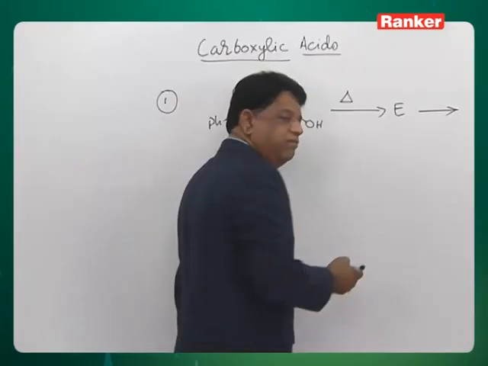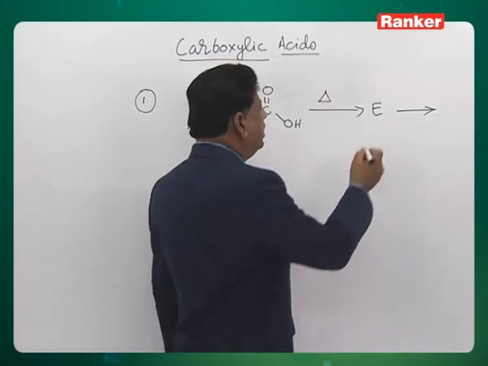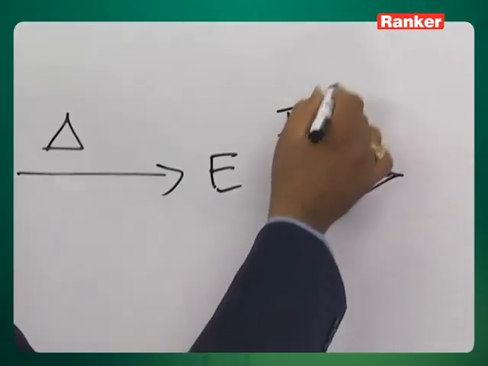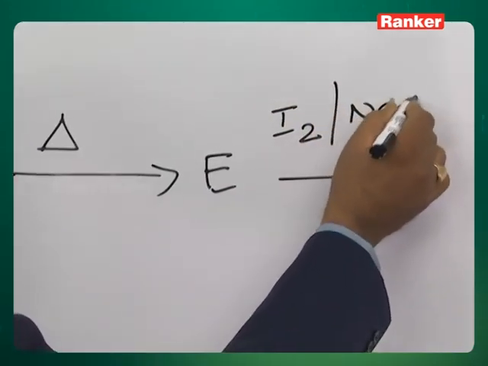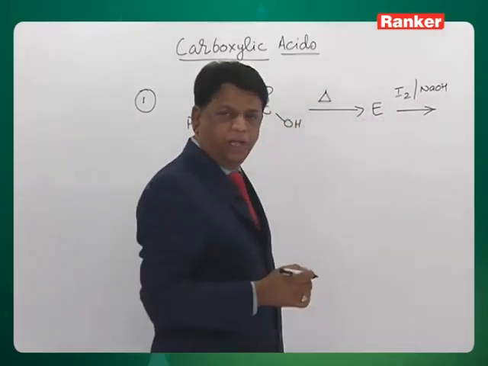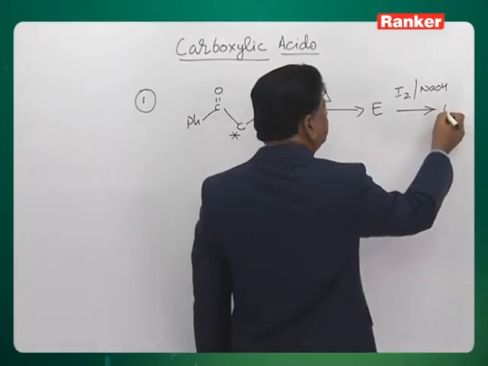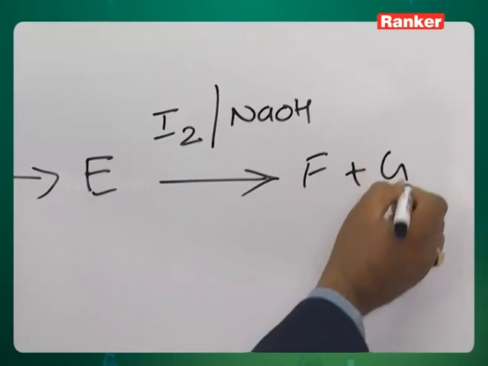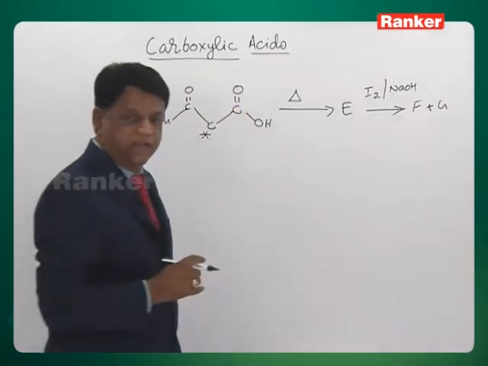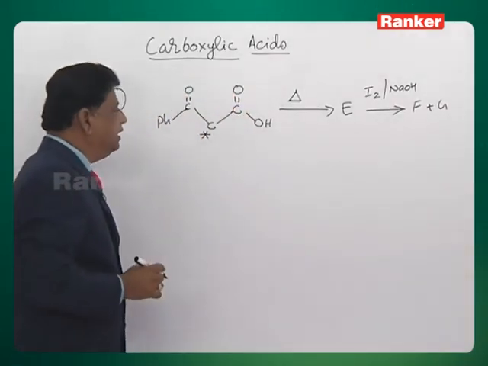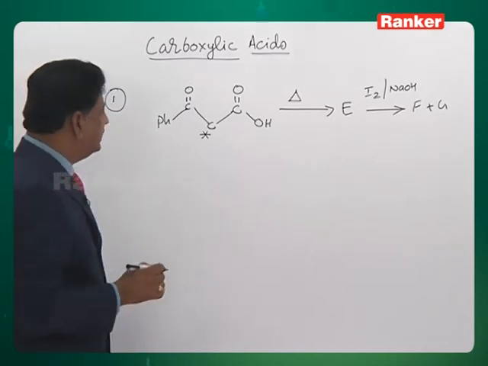E after treatment with iodine and NaOH, this is an iodoform giving reaction, then you get F and G. So the question is, what are E, F, G. But here let us see the concept of this reaction.